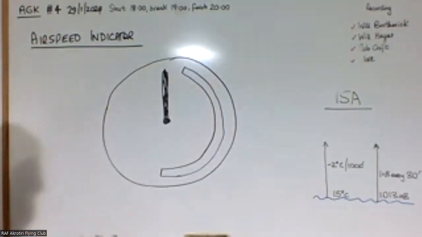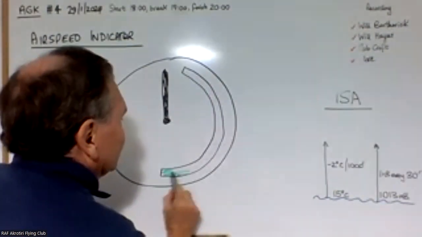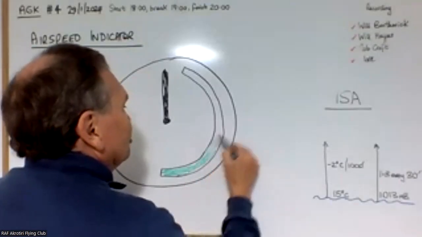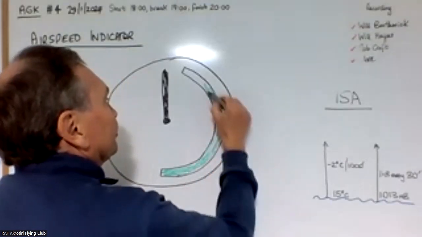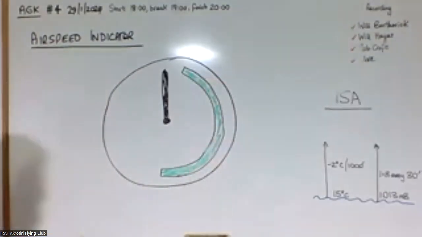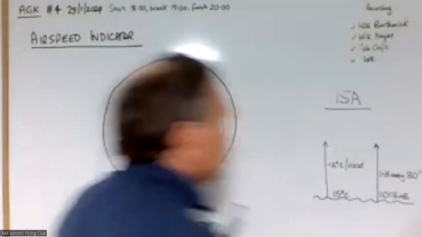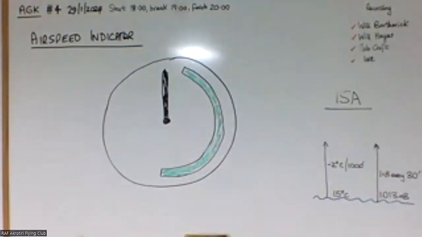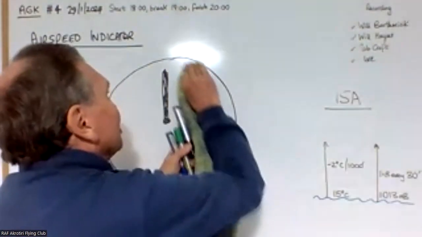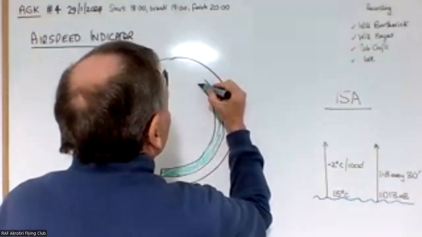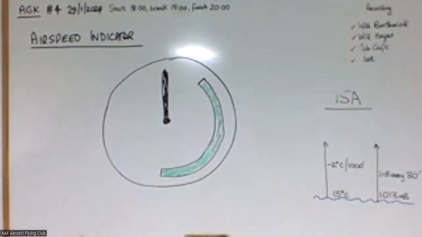These arcs are color coded. So the first arc is a green arc. So this is shown on your instrument in green. And this is the normal operation arc. I'm just exaggerating a little bit because otherwise you won't be able to see it clearly. So that's your green arc.